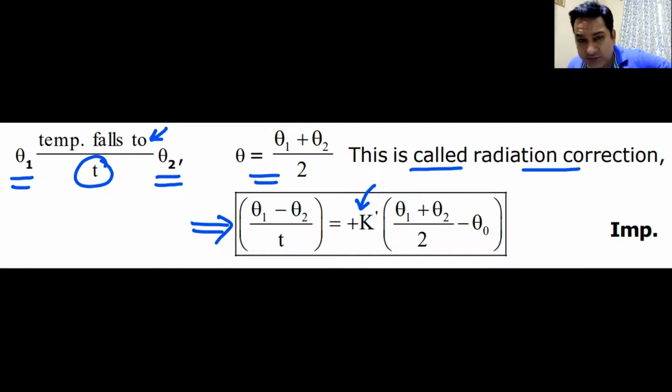So instead of theta, I can use theta1 plus theta2 by 2, because the temperature of the body is continuously changing. Initially it was theta1, finally it is theta2. Which theta to take, you will ask. Then the sir will tell you, okay beta, do not take theta1, do not take theta2, take the average value, theta1 plus theta2 by 2. So instead of theta, I have written theta1 plus theta2 by 2 minus theta naught. Do we understand what has been replaced by what? Yes or no?